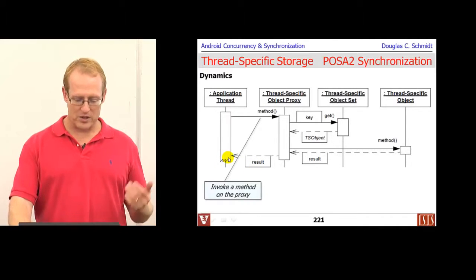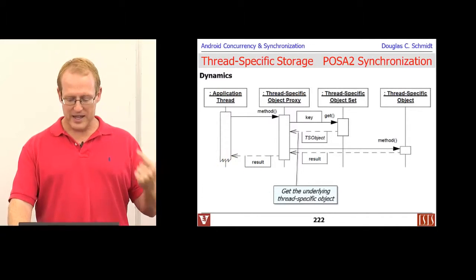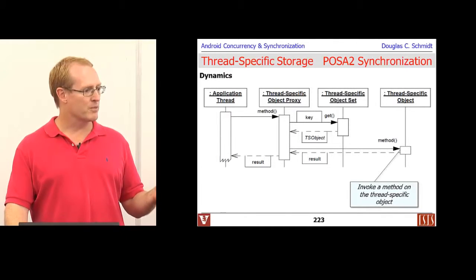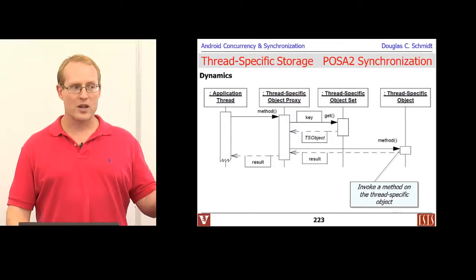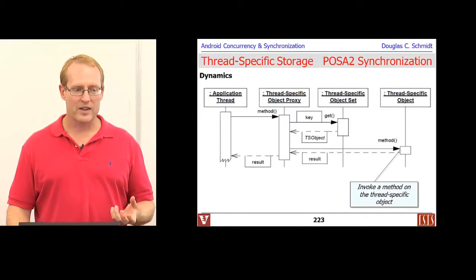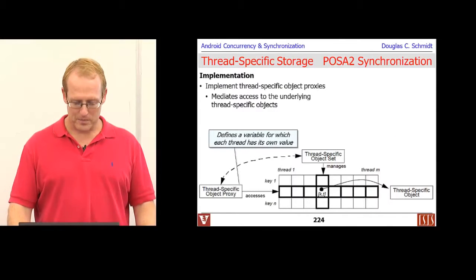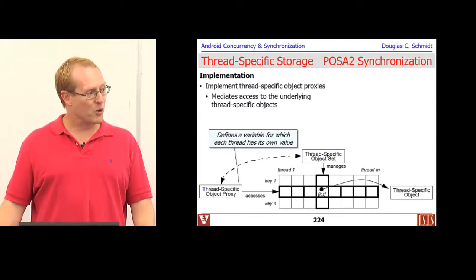So that's kind of how things work. You invoke a method on a proxy, it gets the underlying thread-specific object, and then it automatically invokes a method on the object. You'll see that Java doesn't quite go that far because Java doesn't really have anything quite like the delegation operator in C++. But I'll show you that also. It's pretty cool.